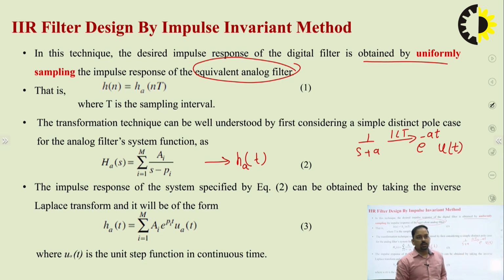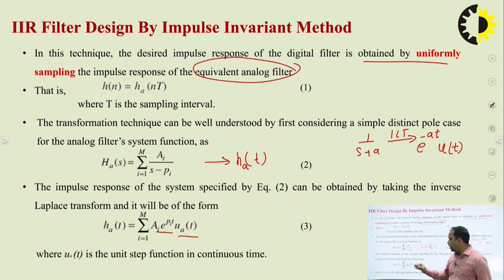So we can see that the inverse transform of Ai divided by S minus Pi will be Ai e raised to power Pi t u(t). Since A corresponds to the analog filter, u(t) is a unit step function in the continuous domain. So now, how can we obtain the impulse response of the digital filter? We'll be taking the samples.